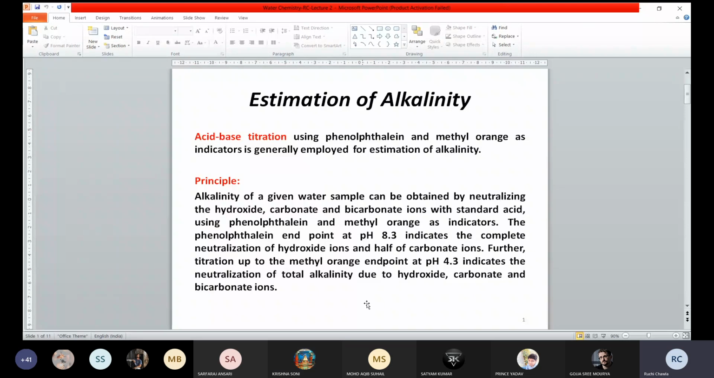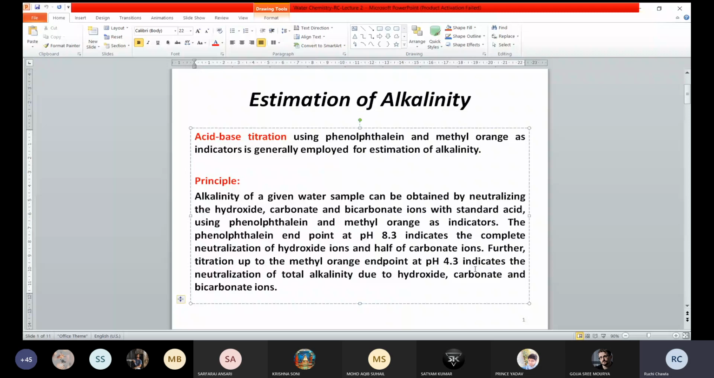Now, if I ask you which type of volumetric titration will be involved, the answer can be really easy. See, you know the sample of water is alkaline. Alkaline means basic. So if the water sample is basic in nature, you should be titrating it against what? Which reagent?